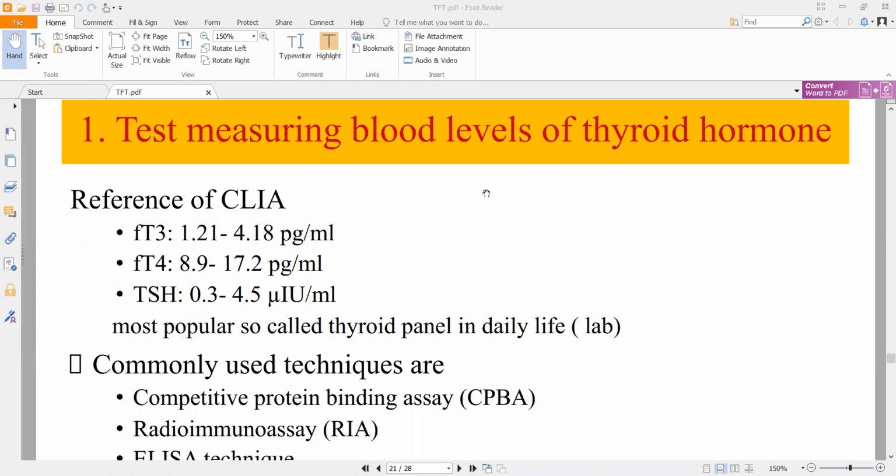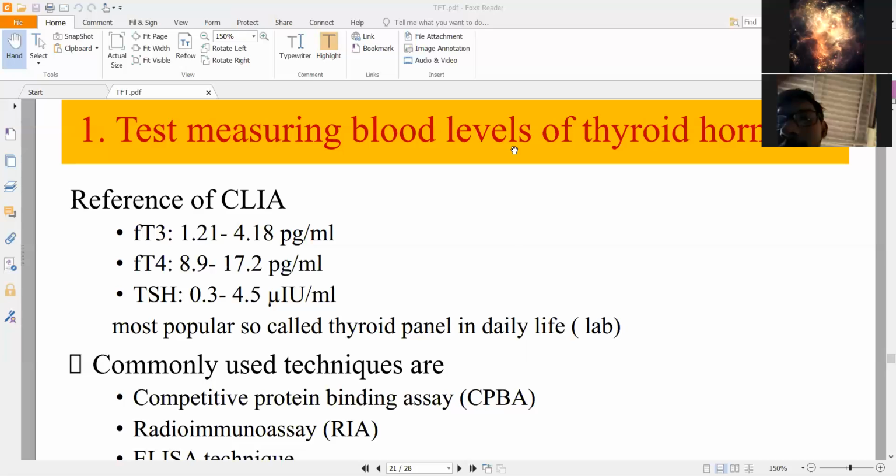When we talk about thyroid hormone specifically, your FT3, free T3 levels in your body, should be 1.21 to 4.18. That is picogram, that is 10 to the power minus 12. So for example, 1 gram is, let's suppose, 1 GM, right? Picogram will be 10 to the power minus 12 grams. For example, microgram is 10 power minus 6.